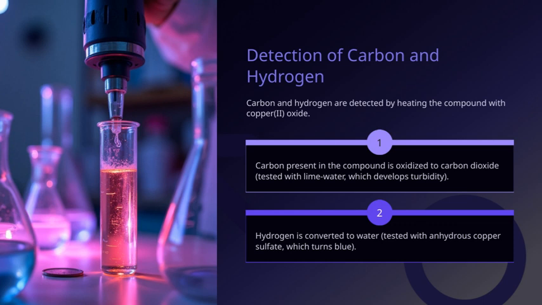To specifically detect carbon and hydrogen, we heat the compound with copper (II) oxide. This process helps us identify these elements based on their reactions, and it ties into the larger theme of analyzing compounds through chemical reactions. Understanding these detection methods is fundamental in confirming the composition of organic substances.